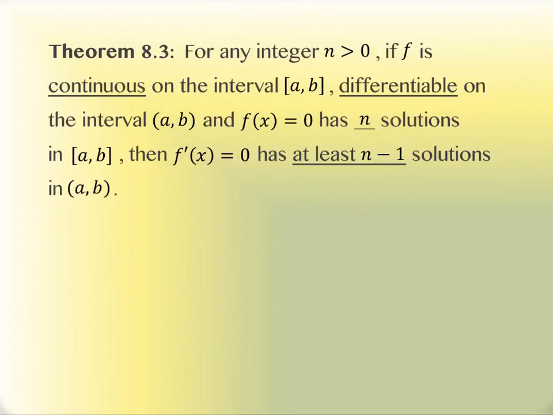Let's take a look at one more. Theorem 8.3 says, for any integer n greater than 0, f is continuous on the interval, differentiable on the interval, and our function f of x equals 0 has n solutions. So not 2 anymore. It's not 2 places where it crosses the x-axis. It has n places where it crosses the x-axis. If that's the case, then f prime of x equals 0 has at least n minus 1 solutions. At least. So the picture I just drew you a moment ago was the case where it only crossed the x-axis twice. But let's imagine that it crosses multiple times.